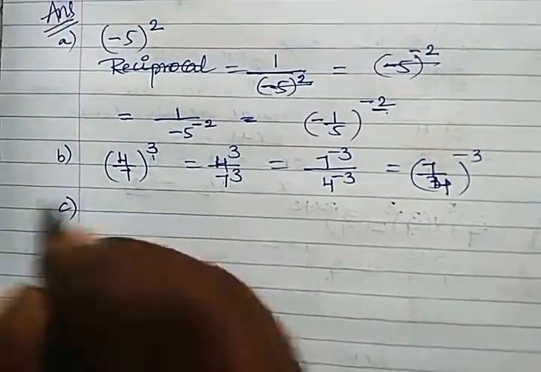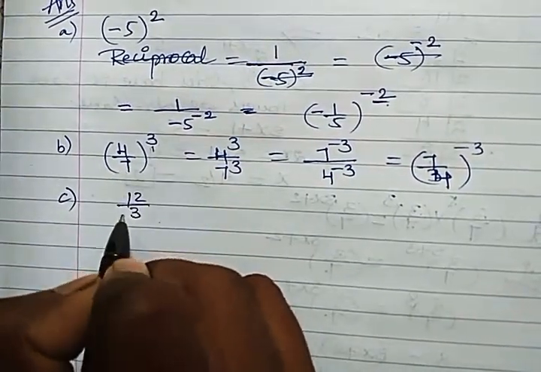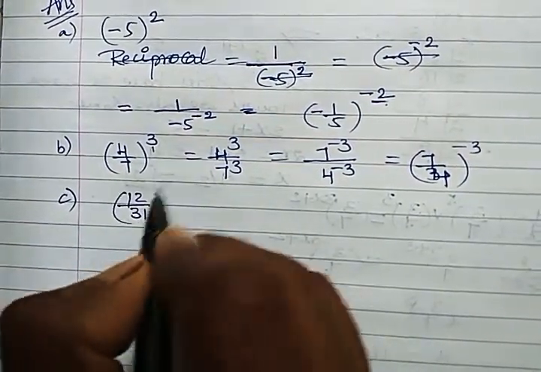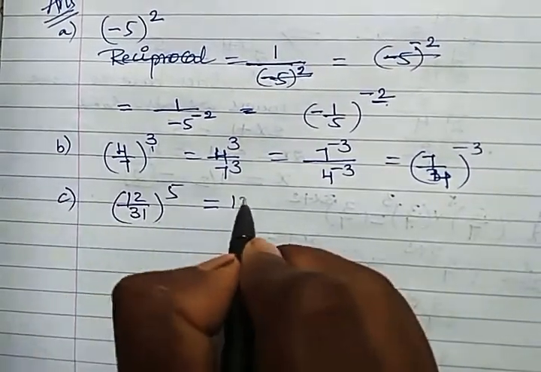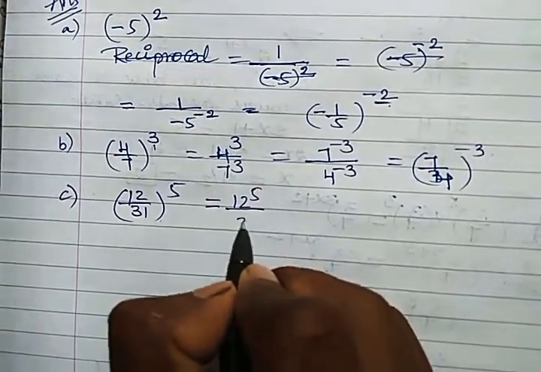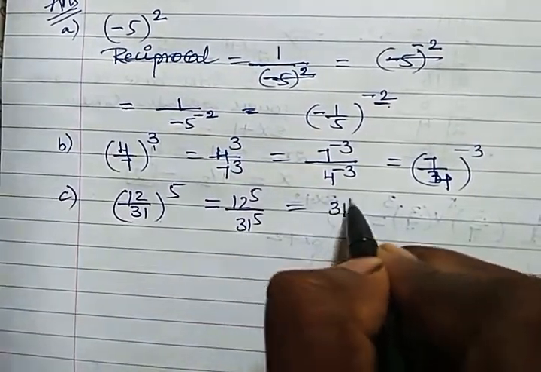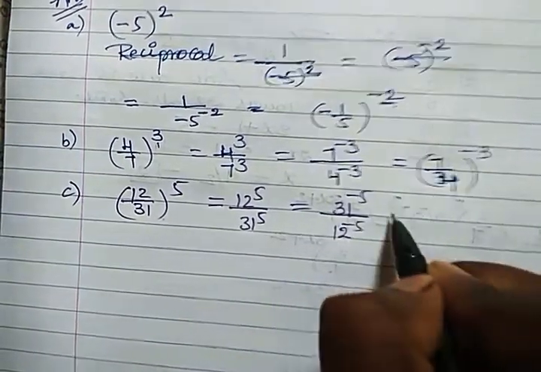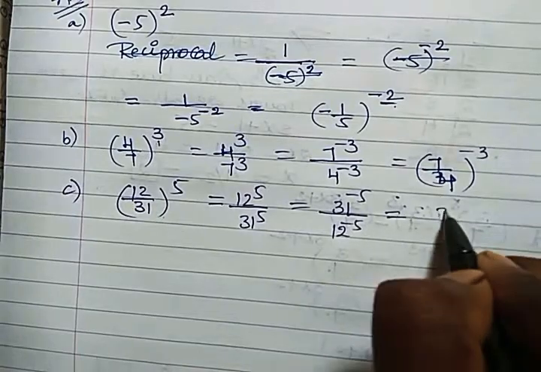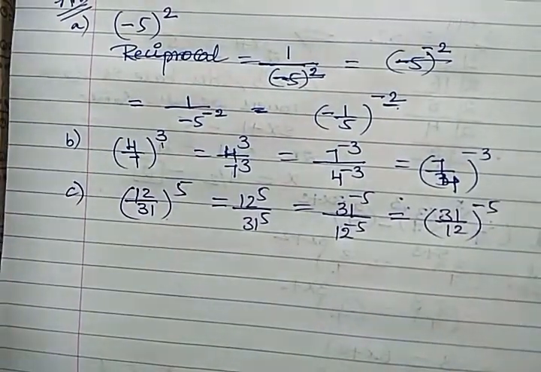Now C one is 12 by 31 whole power 5. Same, you can write it as 12 power 5 by 31 power 5. Then again bring upside, 31 power minus 5 by 12 power minus 5 is equal to, both are having the same power, 31 by 12 whole power minus 5.